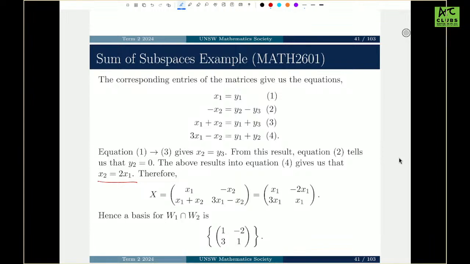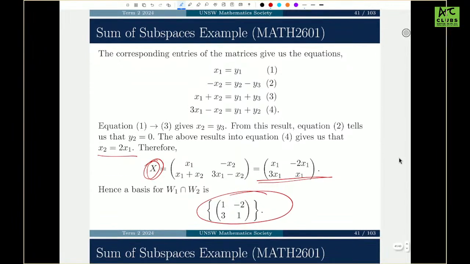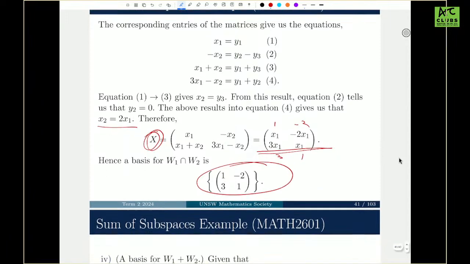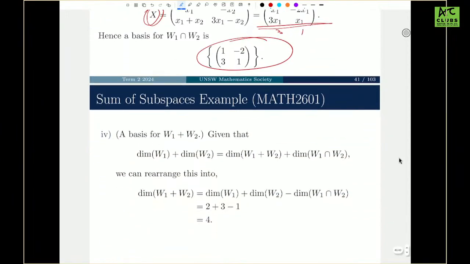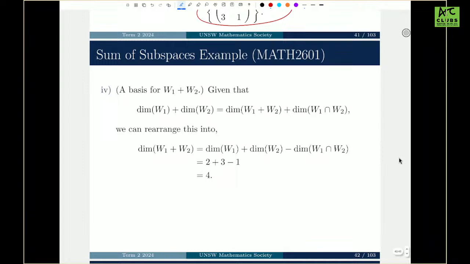So let's substitute that into what a generic thing in W1 must be. We get this. So again, we just factor out the x1 to get this as its basis. So this is 1, -2, 3, 1.